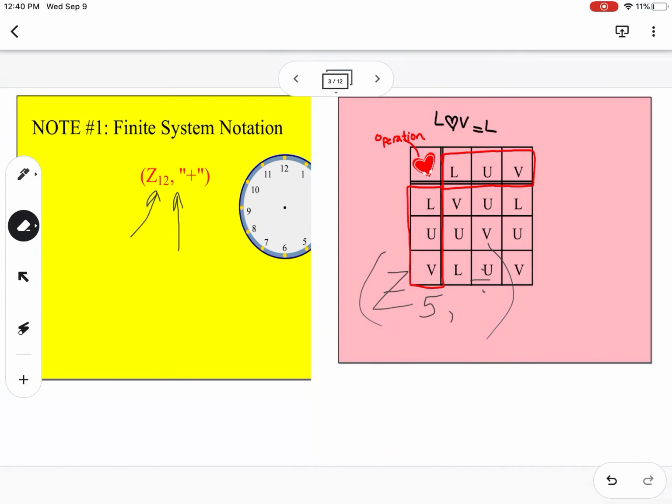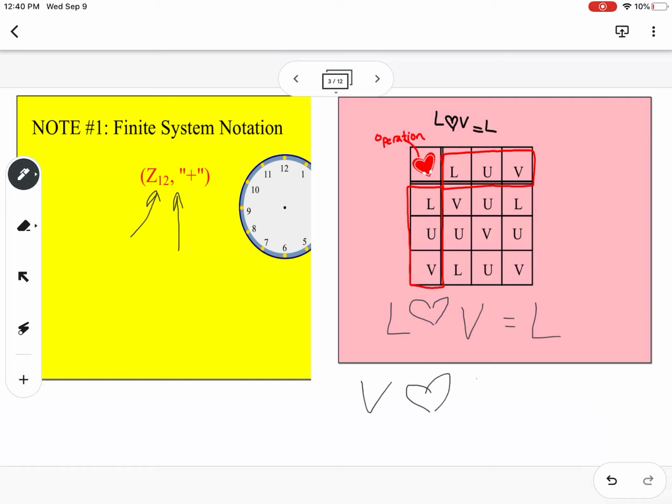So if you see here, this is a non-numeric system, and you can see the headers. The elements in this system are L, U, and V. The operation is a heart. So if I was talking about what is L operated or hearted with V, I would go to L first, and I'd go across to V, and I see that equals L. If I tried to look at V operated with L, I would go to V, and I would operate with L, and I would also get L. Cool. I wonder what U operated with U would give me. Let's see, U operated with U would give me V.